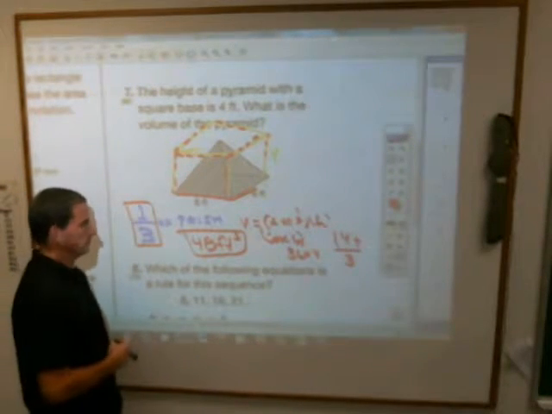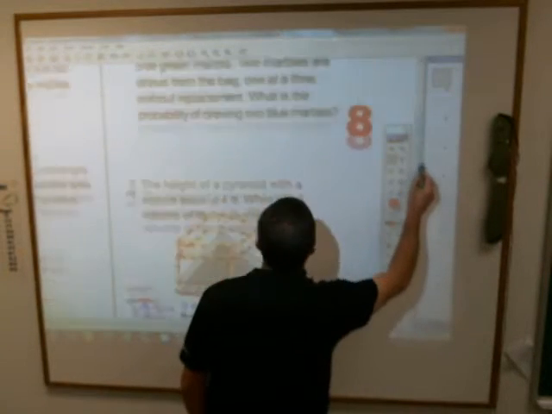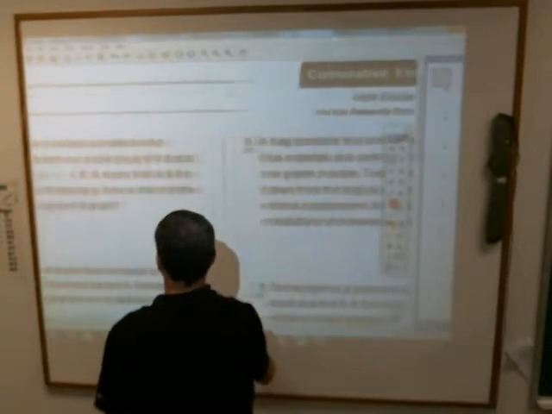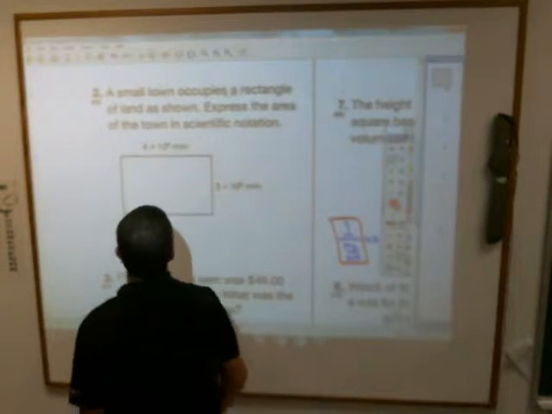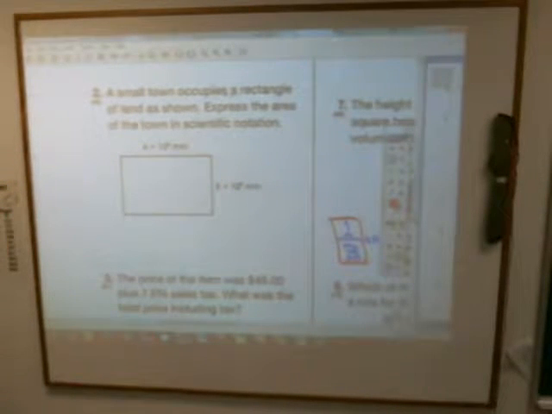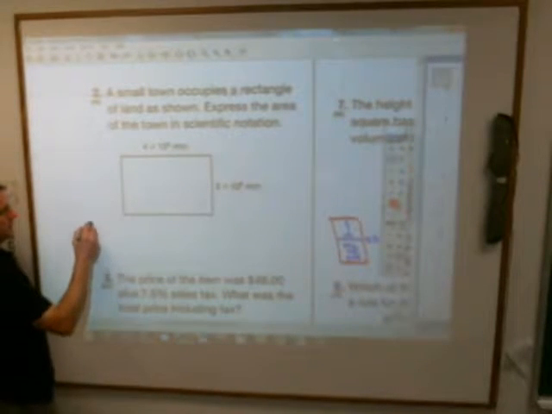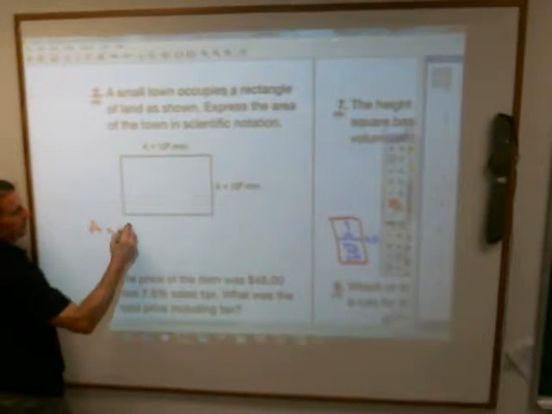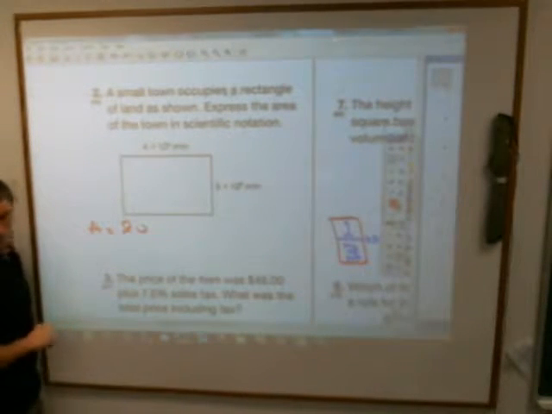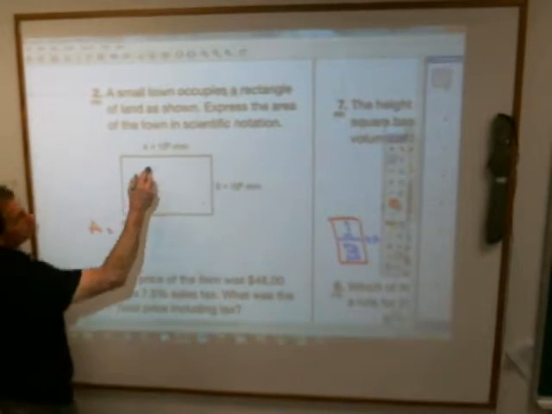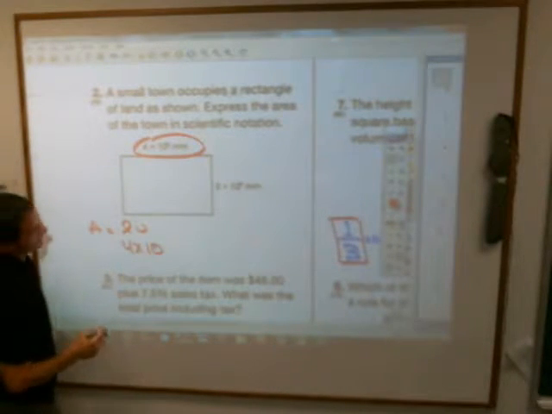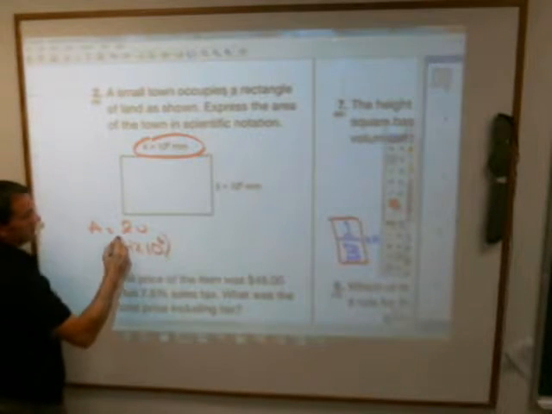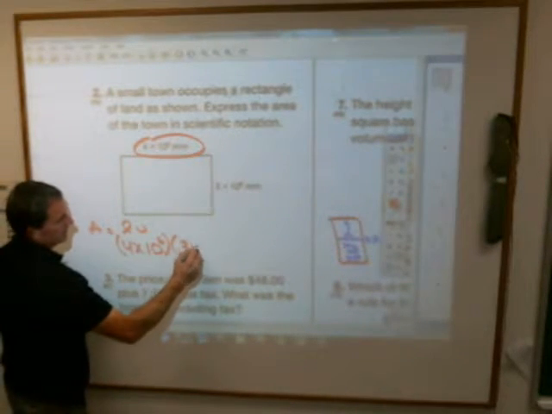Stritzel, number 2. A small town occupies a rectangular land. Express the area of the town in scientific notation. Area is, Caitlin, length times width, right? That's how you find area. So you're going to multiply this, which is what? 4 times 10, I can't tell what the exponent is. What is that exponent? 6. You're multiplying that times 3 times 10 to the 6th.